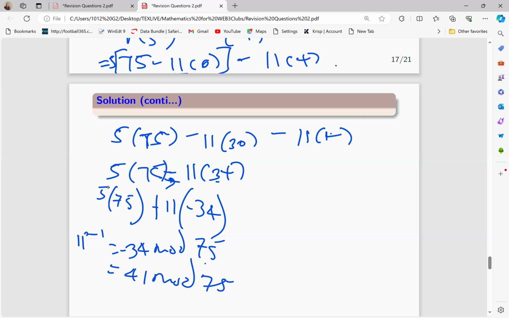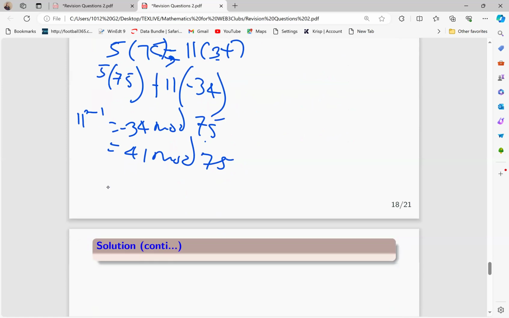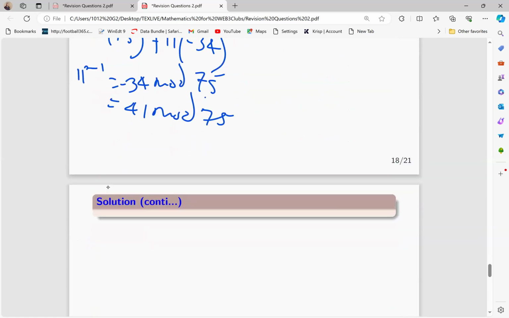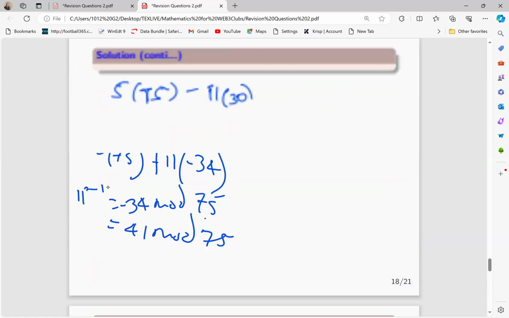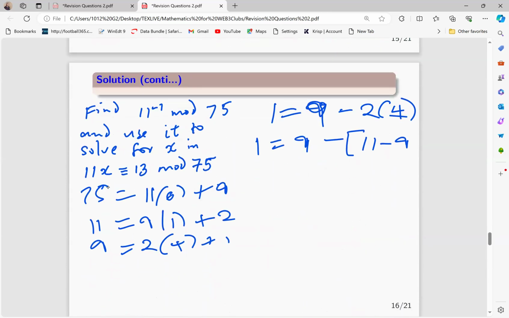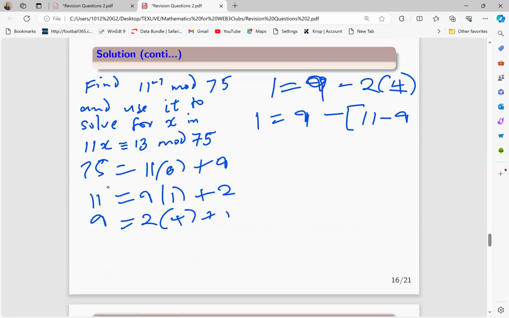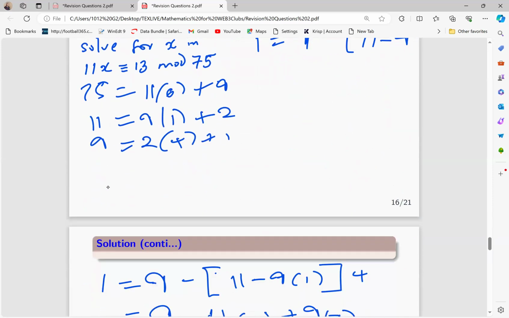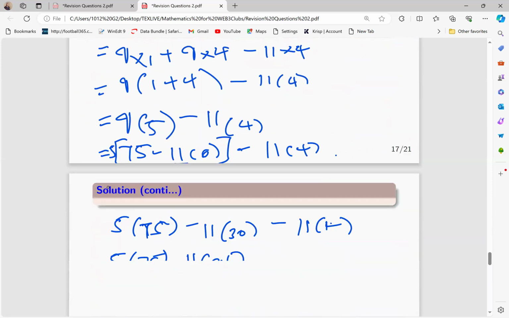Yes. We just found the inverse. We have to solve the question that follows. What was the question? 11x is equal to 13 mod 75.